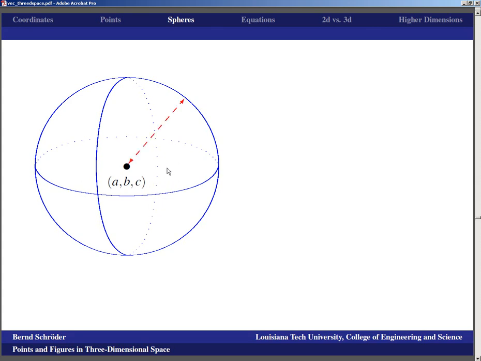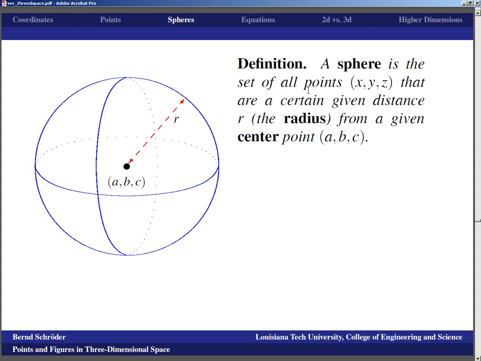And you give yourself a dotted or dashed line in the back that gives you also the third dimension of the sphere behind it. And then you can see that the idea for a sphere is the set of all points that are a fixed radius away from the center, which is exactly the definition of a sphere. A sphere is the set of all points x, y, z that are a certain distance r, the radius, from a given center point a, b, c.